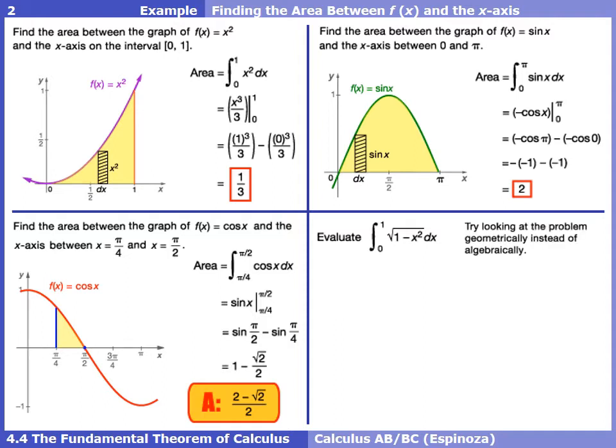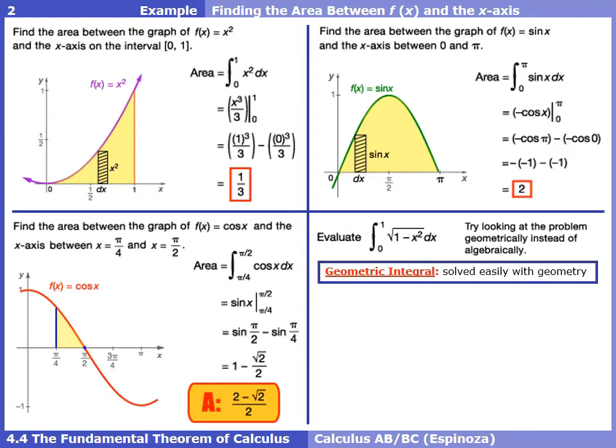Unless you realize something about this particular function, the square root of 1 minus x squared, we can actually solve this problem with geometry like you saw back in 4.3. I guess you're going to have to be up to speed though on your conic sections. So this is what we call a geometric integral. We're going to use geometry instead.